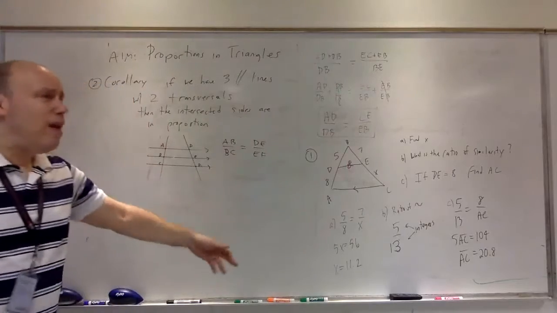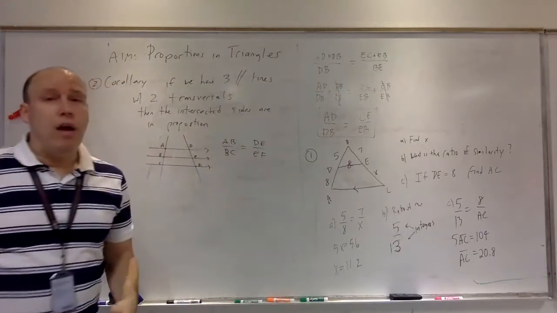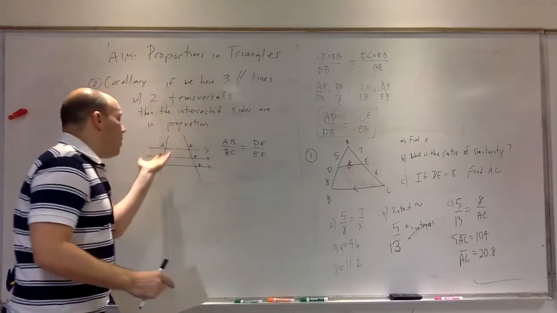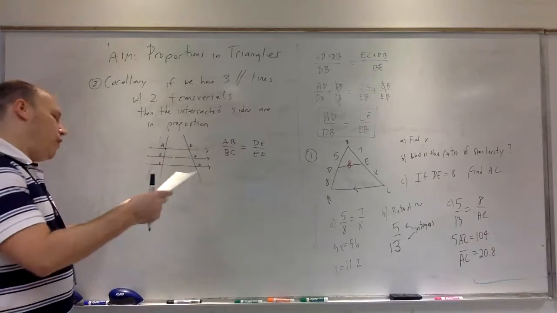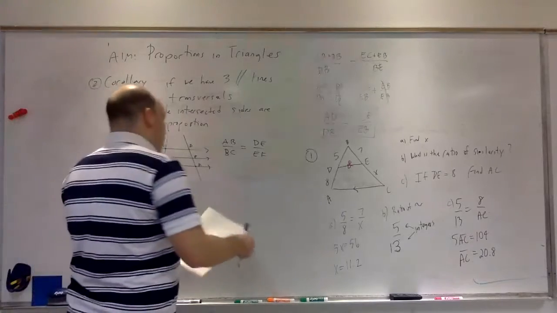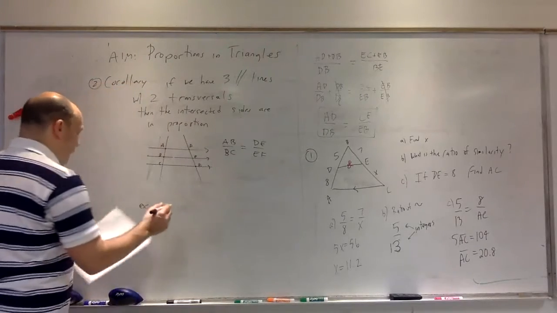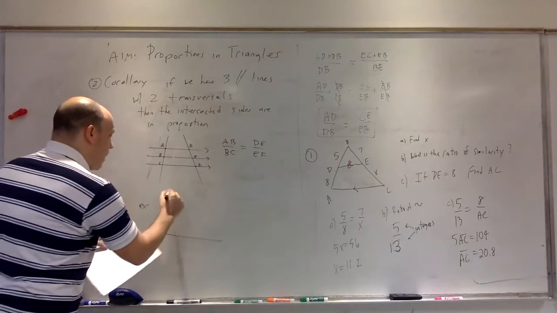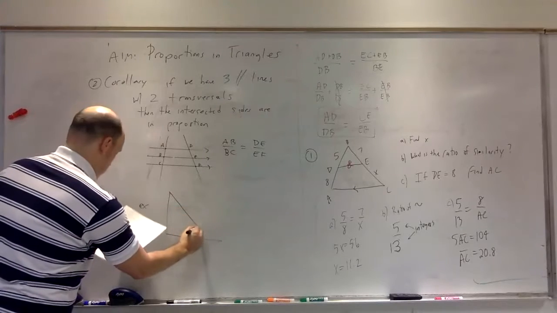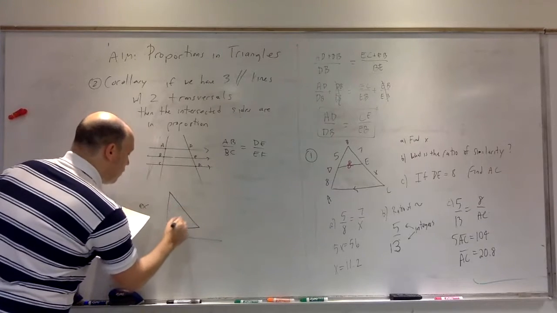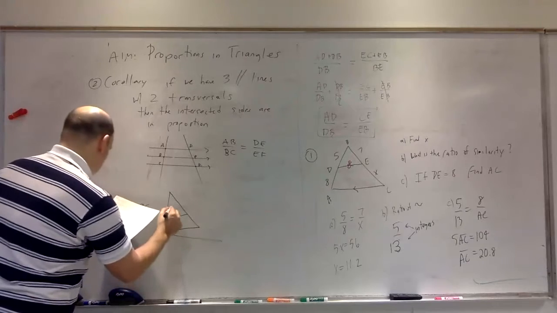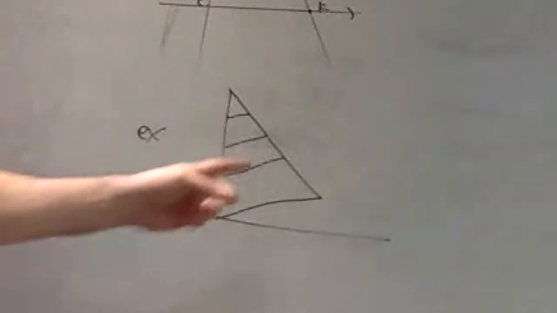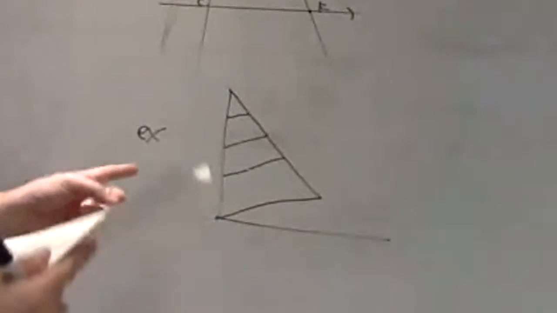And we're not going to do the proof. Once again, it's a corollary off of the side splitter, so it's kind of the same thing. You can imagine me extending the triangle up. And so the example in the book is like a sailboat, like a sail. The idea is they made all these stripes. So this is the sail of a boat, and there's stripes.